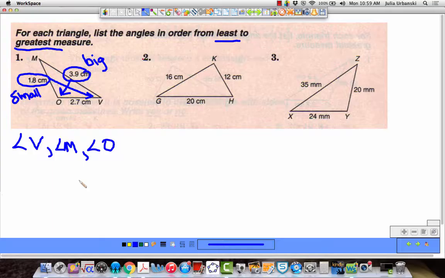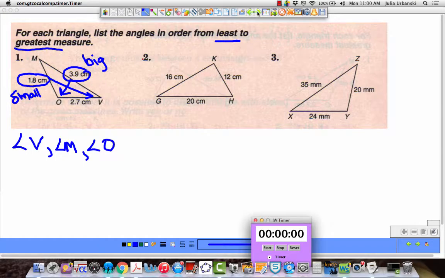For triangles and for this whole chapter, it's always going to be an angle that's across from a side. It's never going to be a side across from a side. Sides across from a side would be if there's 4 sides and you even have sides. Angle G, GKH.